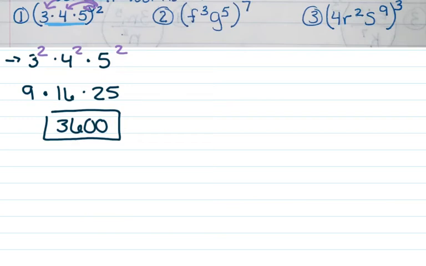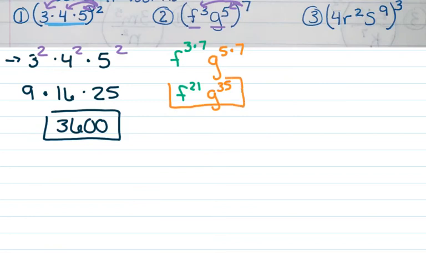Let's look at number 2 here. Now I'm going to distribute 7. I have bases of f and g, and I need to distribute this 7 to the exponents inside. So I'm going to end up with f to the 3 times 7 and g to the 5 times 7. 3 times 7 is 21. 5 times 7 is 35. So problem number 2 simplifies to f to the 21, g to the 35.